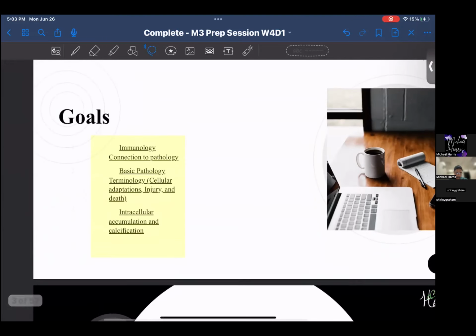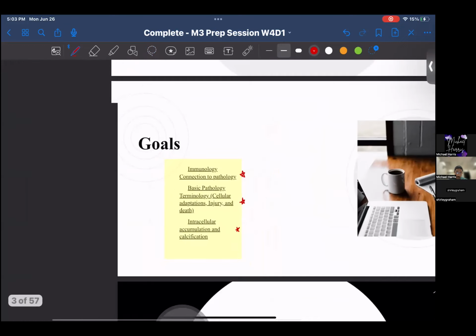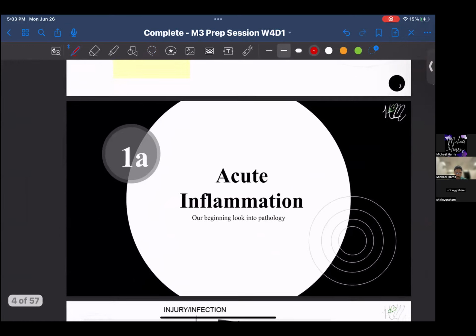So these are all the goals we're going to touch on today. We're first going to touch on the connection to pathology, and then we're just going to go into the basics of pathology, and then finally we'll tie it all together with some intracellular accumulations and some calcifications that you'll see throughout your medical career. Okay, so the first thing, acute inflammation.